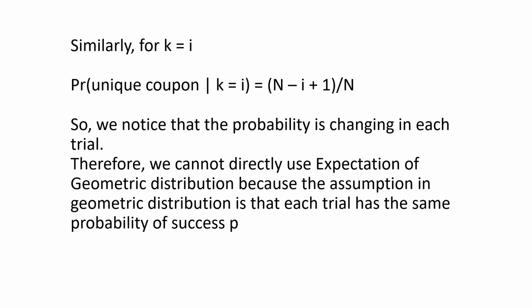We can now generalize this for the ith trial. The probability of finding a unique coupon in the ith trial is given by (n minus i plus 1) over n. So we notice that the probability is changing in each trial, and we know that in a geometric distribution the probability of success in each trial is the same, so we cannot directly use the expectation for our problem.